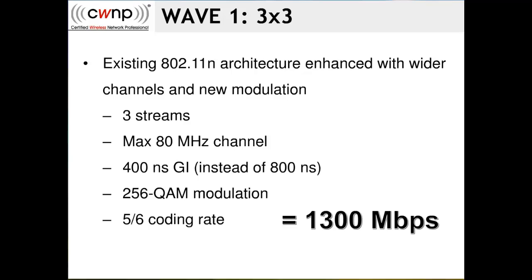That's the guard interval. 256 QAM or QAM modulation, depending on who you ask how to pronounce that acronym, and a 5/6 coding rate, which is the highest bits to codes rate that you can get. There is 3/4 coding rate as well, but this is what you have to get this promise you see on boxes of 1300 megabits per second or 1.3 gigabits per second. You have to have 3 streams, 80 megahertz channel, 400 nanosecond short guard interval, 256 QAM, 5/6 coding rate. This is what you're looking at.